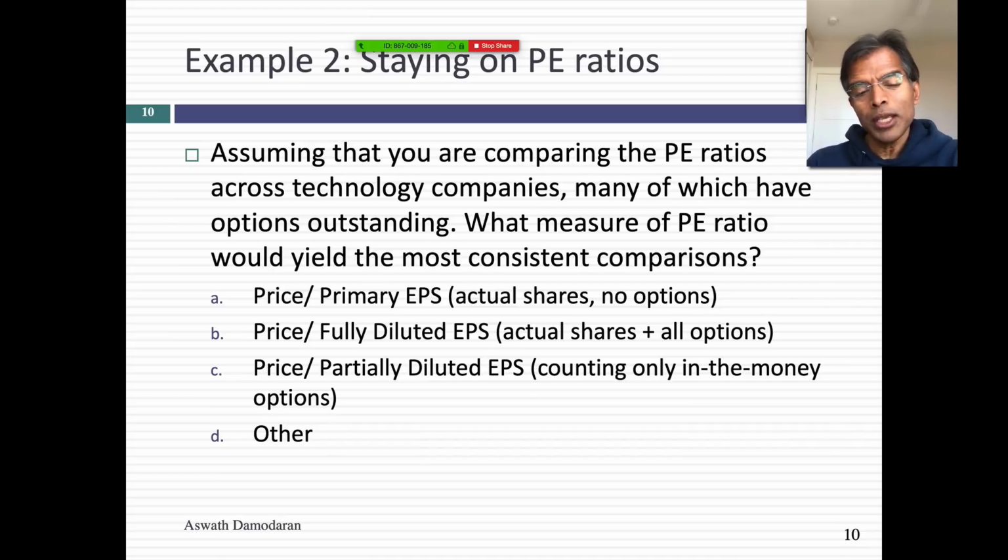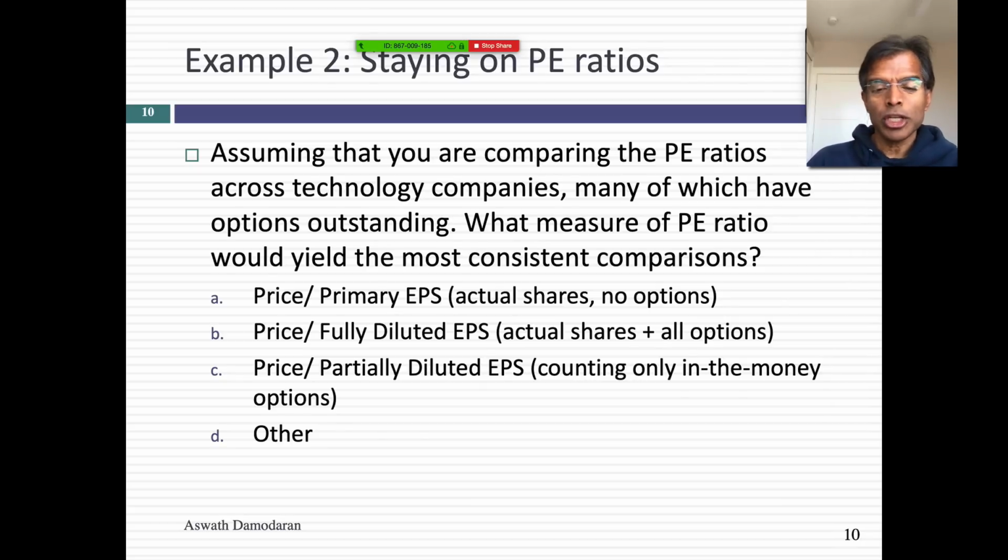So using price to primary earnings per share is going to bias me towards companies with a lot of options outstanding. You're saying that's easy to fix. Let's count all options as if they were shares. That's fully diluted earnings per share. That's better, right? Well, now the danger I run into is I'm counting every option as a share, even if it's out of the money. You know what I'm going to end up finding? I'm going to end up finding that stocks with a lot of in-the-money options, deep in-the-money options, look cheap to me. So that doesn't work either.